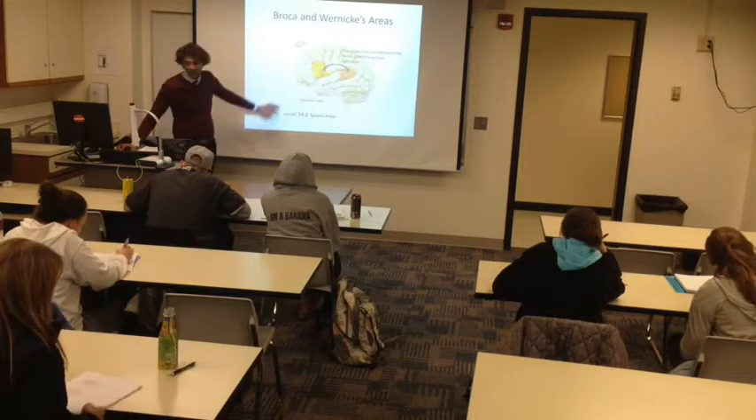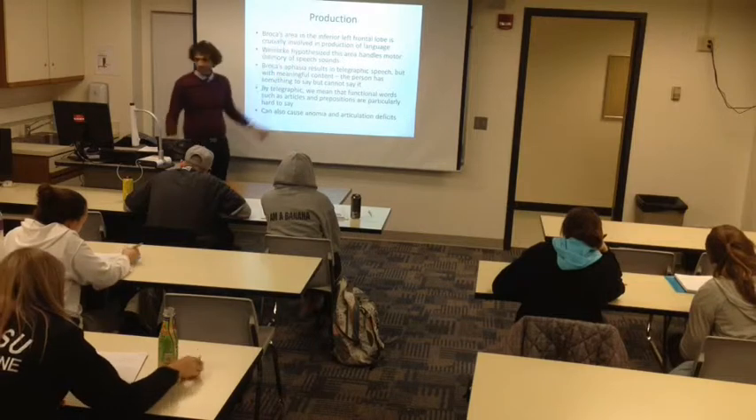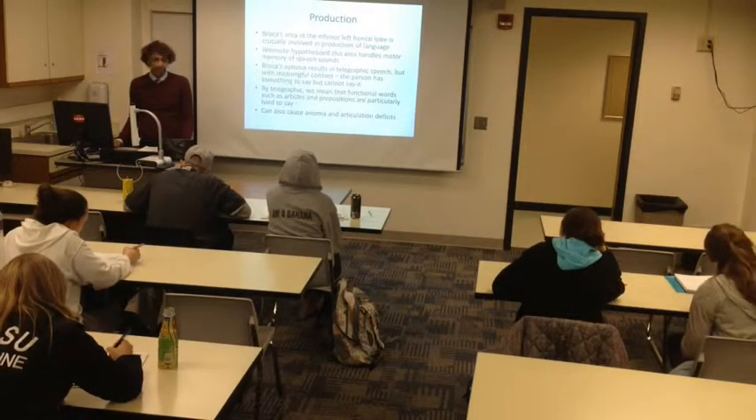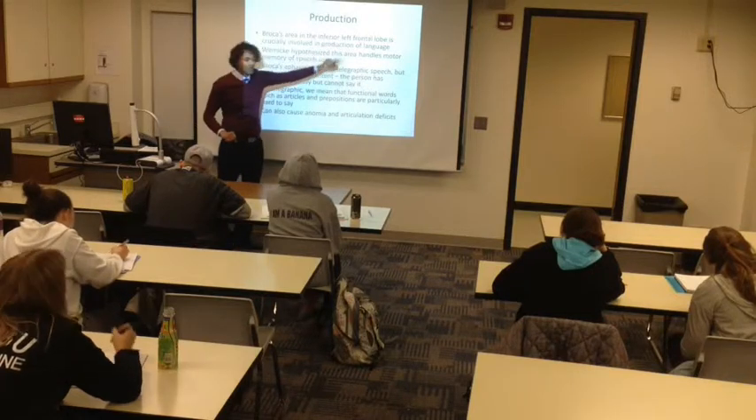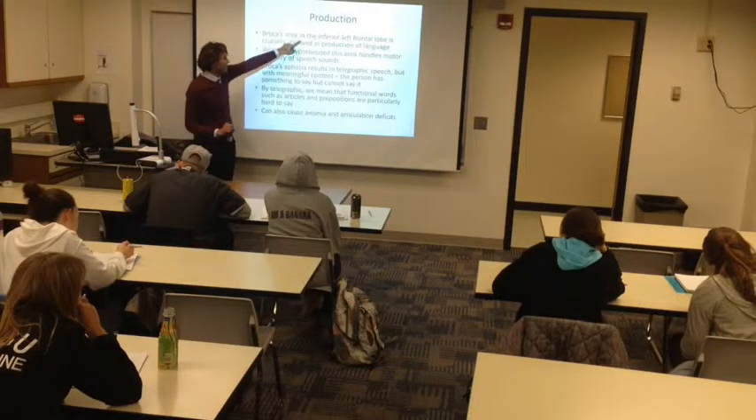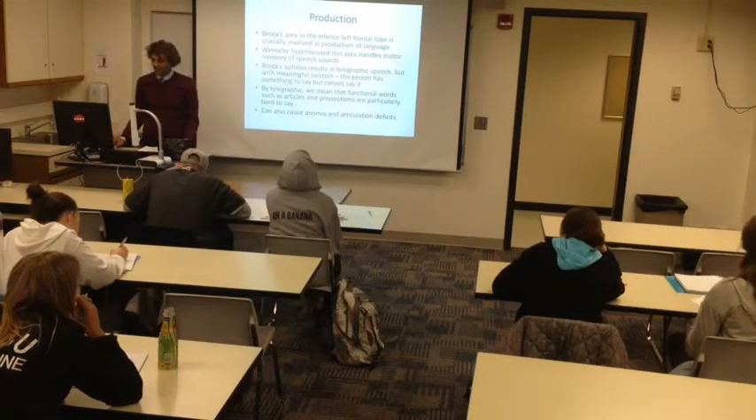Let's take this model. Let's start with production, the motor side. So, Broca's area, the motor part of language, is in the inferior left frontal lobe. Again, if it's not left language, then there may be Broca's areas on both sides of the brain, or there may be a Broca's area on the right side of the brain. But in most people, it's the left frontal lobe, and it's crucially involved in the production of language.